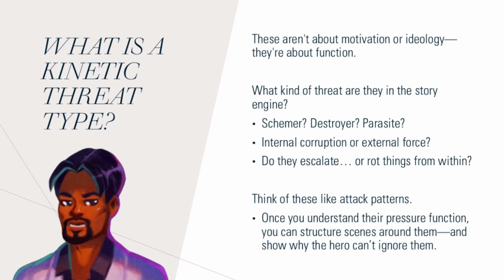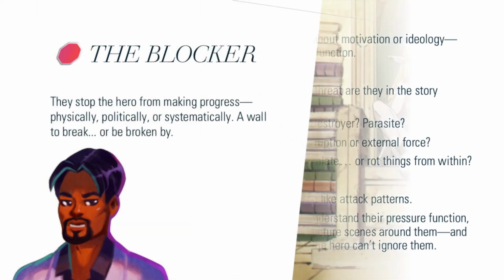Are they a schemer? A destroyer? A force of nature? A parasite? Do they destroy from the inside or crush from the outside? Do they escalate or corrupt? You can think of these like attack patterns. And the second you understand their pressure function, you'll know how to structure scenes around them, and why the protagonist can't just ignore them.